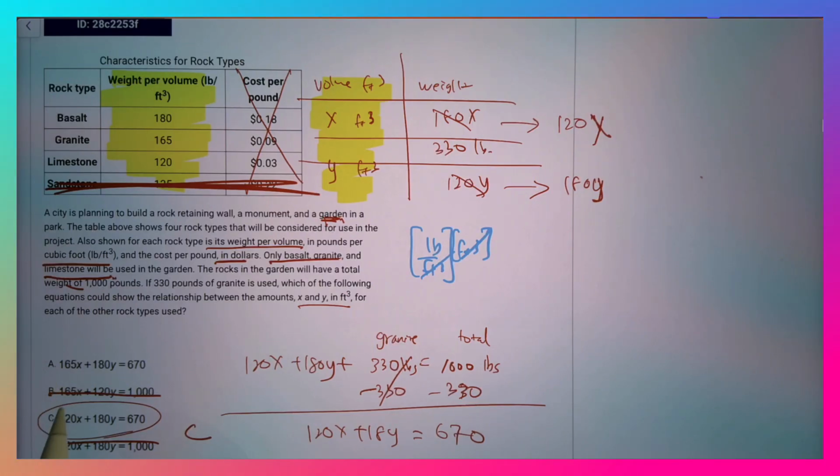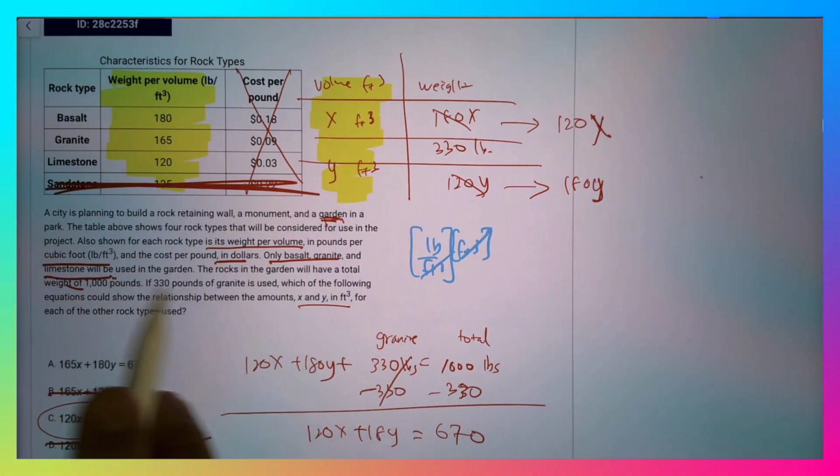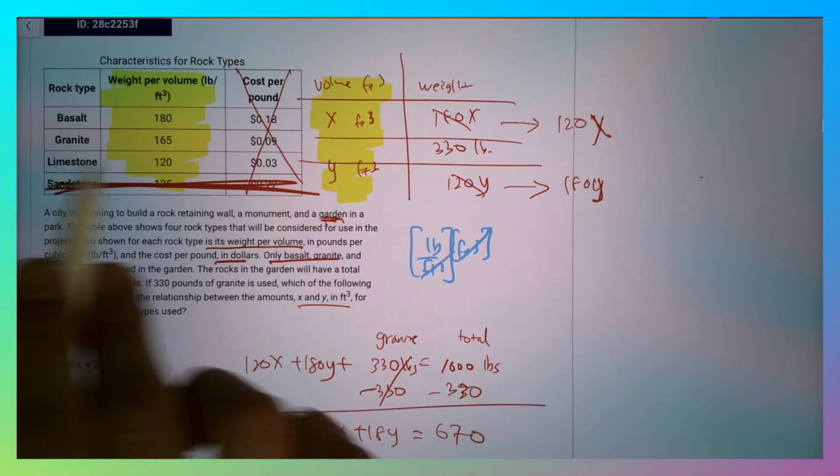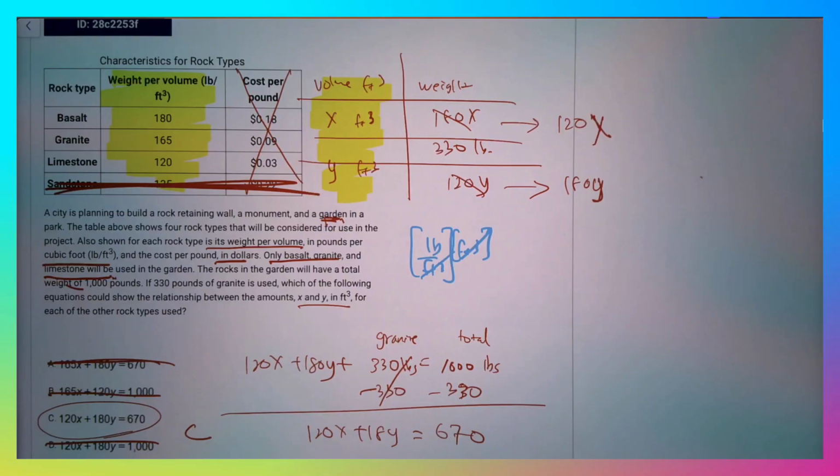And choices A and B seem to deal with granite, which is already taken care of. They already gave us the total weight, so there's no need to work with that. So that's why A is also wrong. Okay, choice C is the answer.